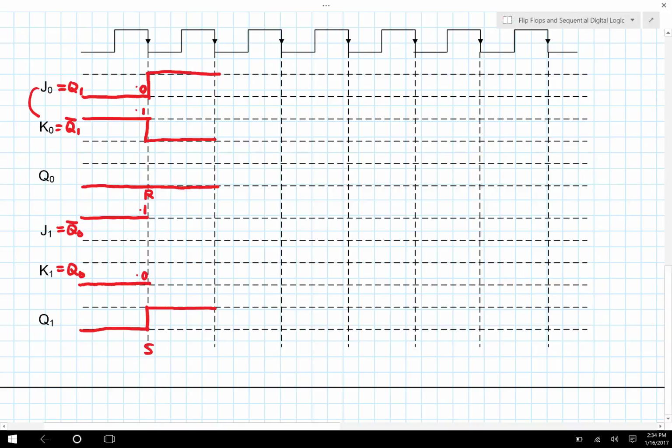Down here, since J1 and K1 are functions of Q0, and since Q0 didn't change, these aren't going to change either. So we're going to see that this is still going to be a 1, and it's still going to be a 0, and this is still going to be in set configuration, so that's going to carry on in the 1 state. But up here now, this is a 1, and this is a 0.